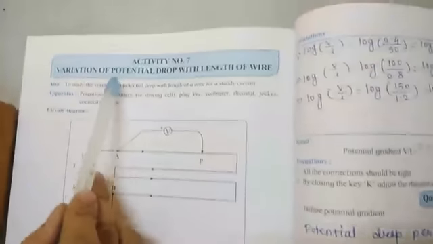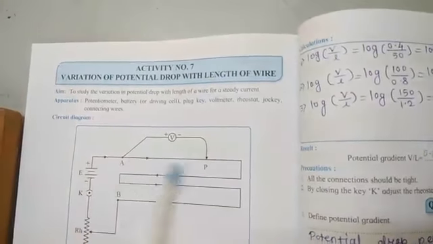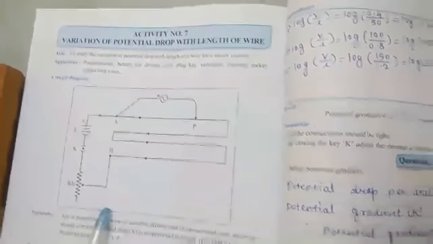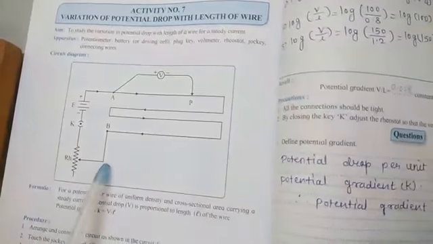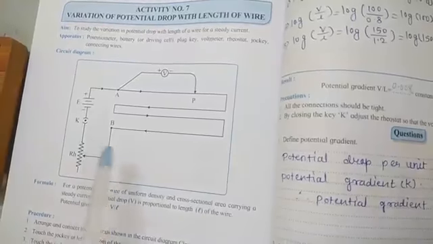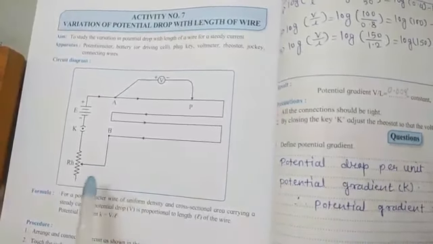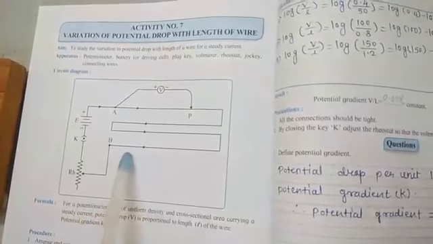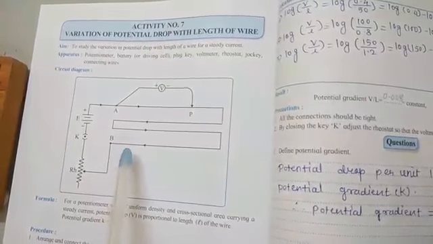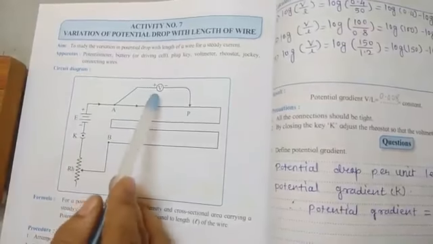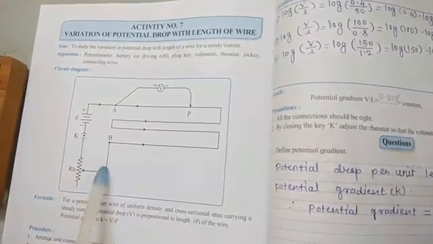Okay, first we will see what is the meaning of potentiometer. Here the apparatus which we are going to use is called a potentiometer. What is potentiometer? In theory part it is done, but potentiometer is what? It is a device which measures potential difference. But we know one more device which measures the potential difference, that is voltmeter. So what is the difference between voltmeter and potentiometer?